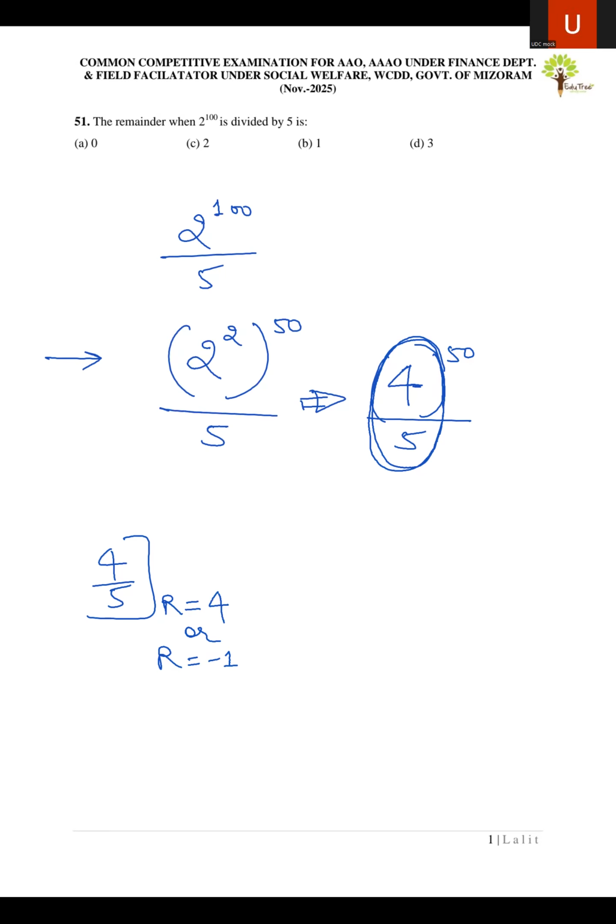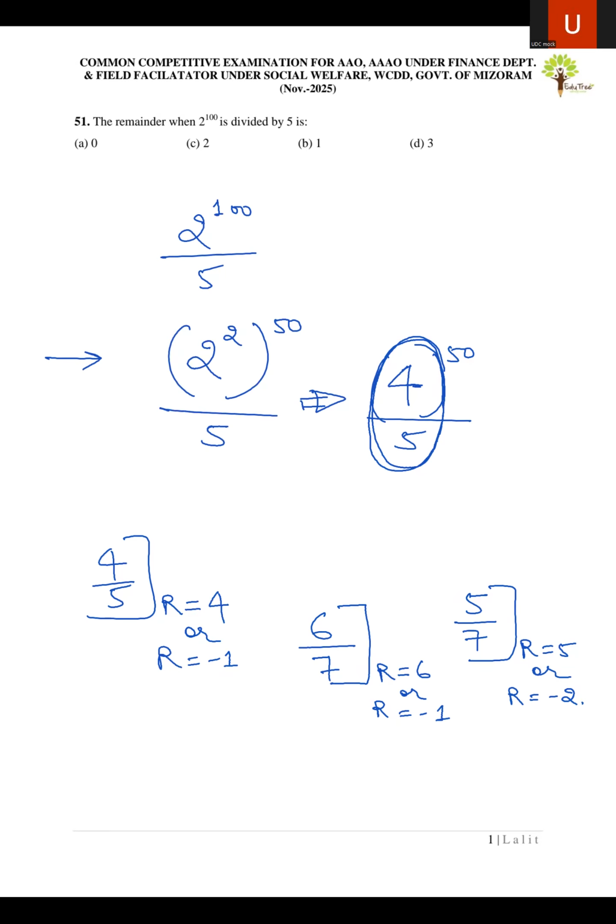For example, let us say I am dividing 6 by 7. You can see this 6 is not divisible by 7, so I can say the remainder is 6 or the remainder is minus 1. Or for example, let us say I am dividing 5 by 7. In this case, I can say the remainder is 5 or the remainder can also be minus 2. This is how we find the remainder.